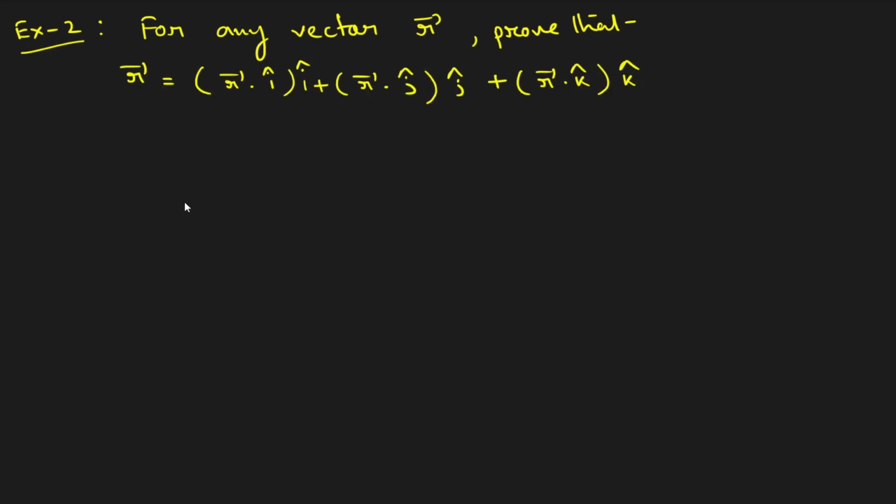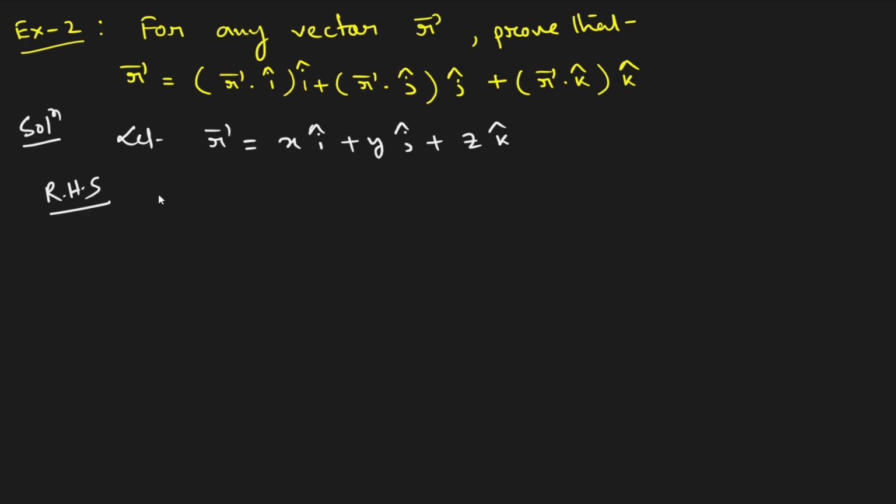Here we have to show that for any vector r bar, this result holds. So let us suppose that r bar equals x i cap plus y j cap plus z k cap. Then let us take the right hand side. So it is r bar dot i cap, then i cap, r bar dot j cap, then j cap, r bar dot k cap, then k cap.